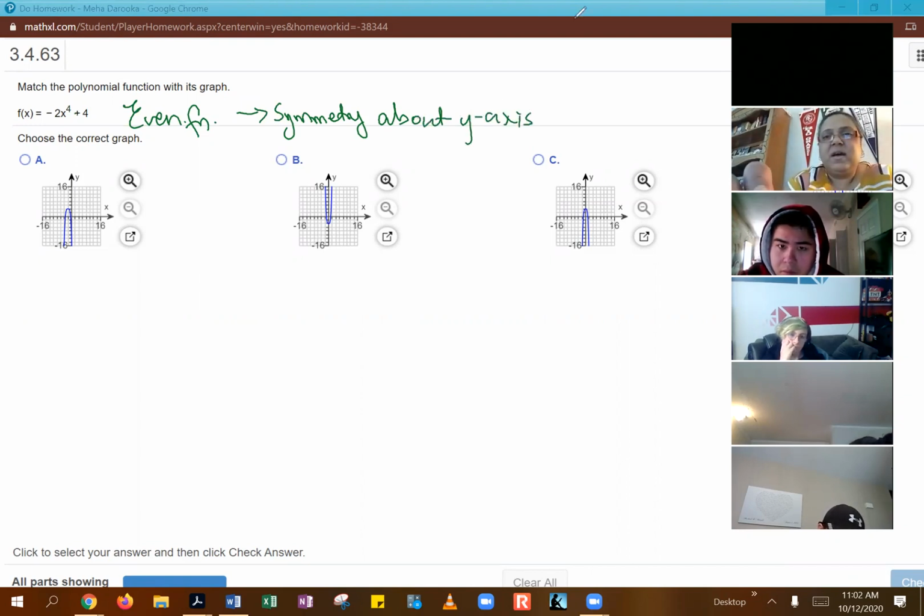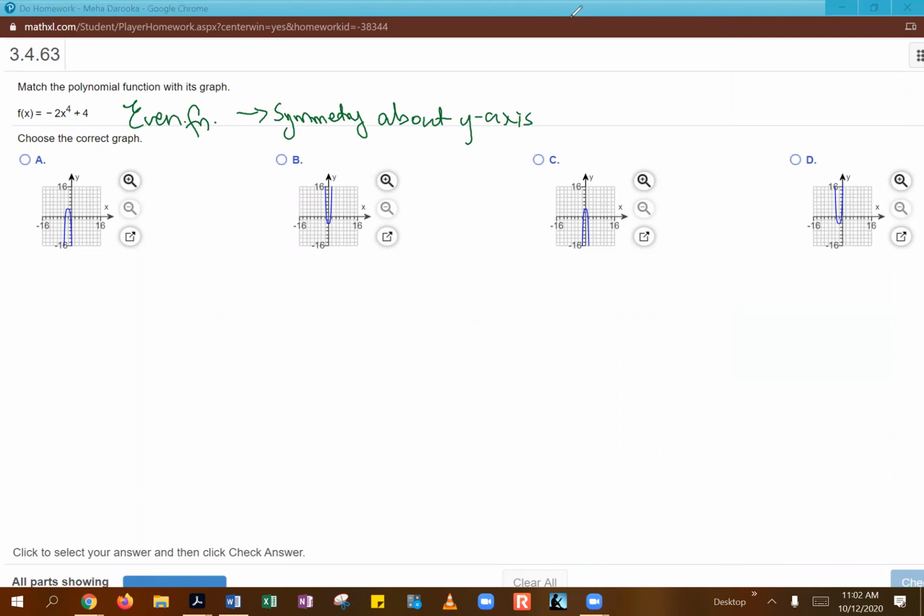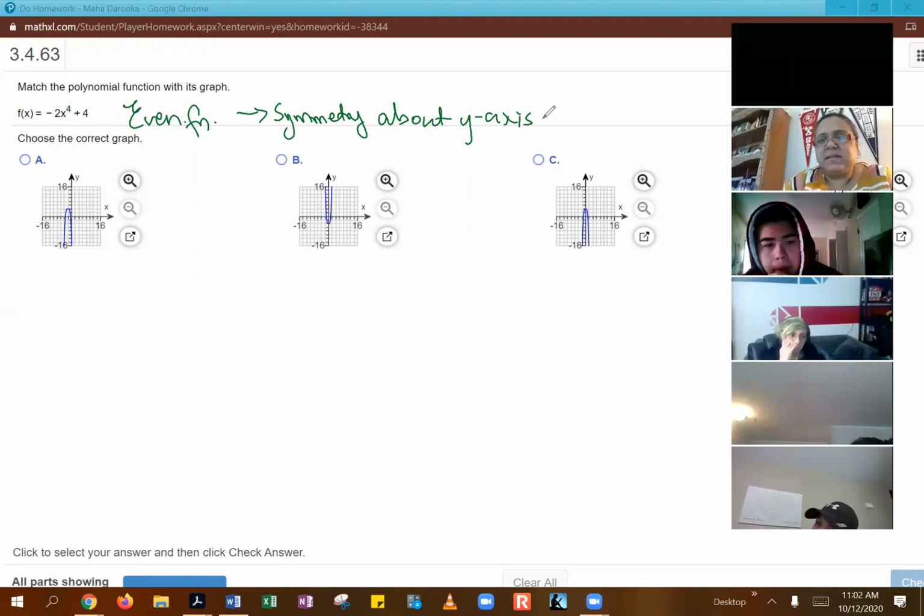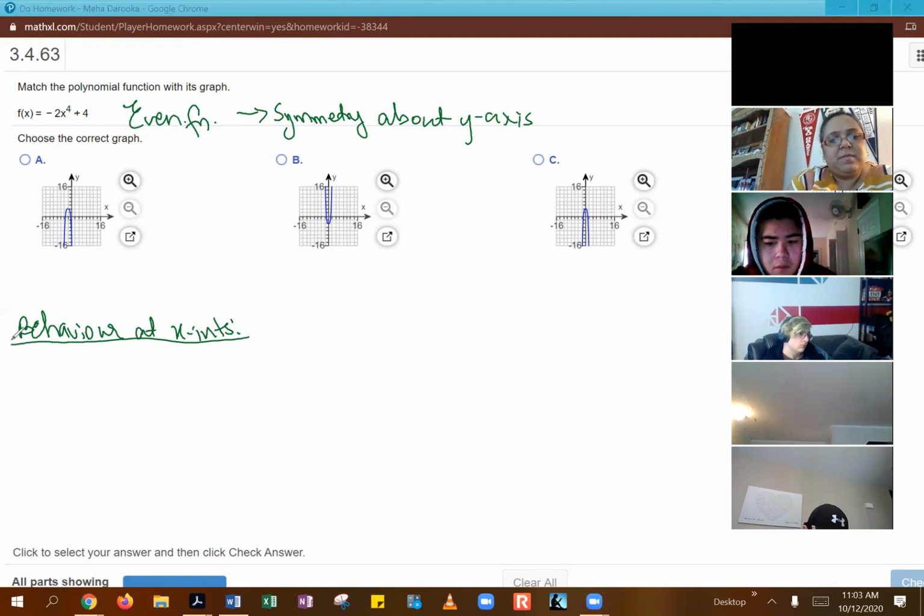Alrighty, very good. What kind of behavior do we expect at the x-intercepts? What will those x-intercepts be? How would we find those x-intercepts?